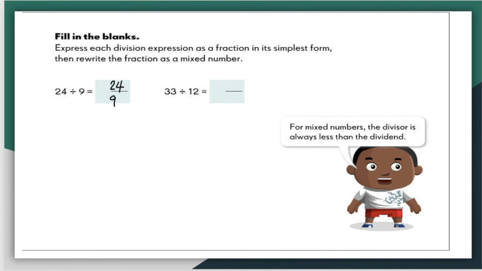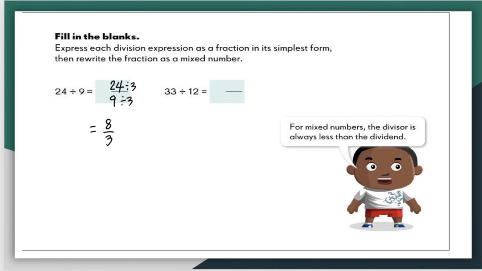Let's simplify this. Since 24 and 9 have a common factor of 3, let's divide the numerator and the denominator by this number. So 24 divided by 3 is equal to 8. 9 divided by 3 is 3. So 24 divided by 9 is the same as 8 thirds.